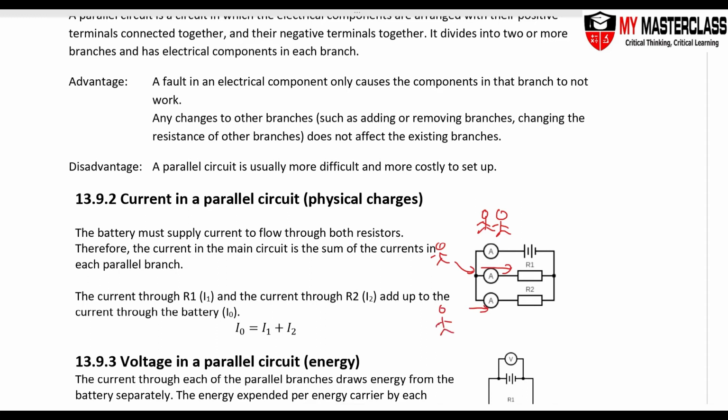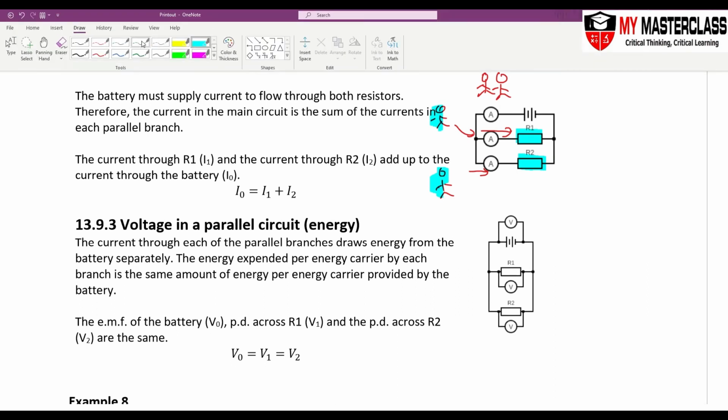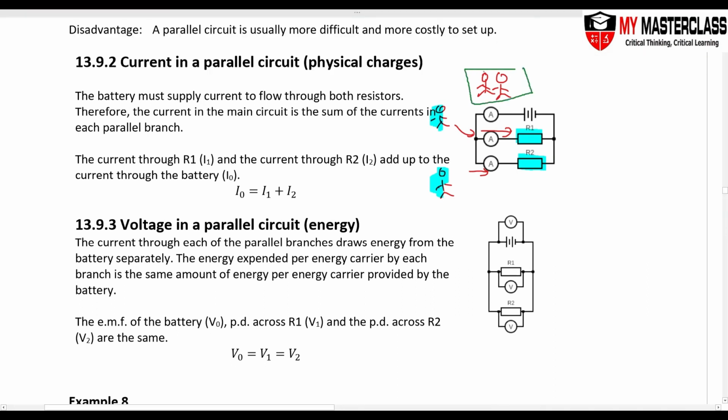Because there are two different paths for the two people to take, and assuming these two resistors have the same resistance, the two people will be split equally, so one person at the top, one person at the bottom. Next, voltage in a parallel circuit. So same thing, if they had $2, this person here would still have $2, and this person here would also have $2, right? This $2 is not shared between the two people, it's each person having $2.